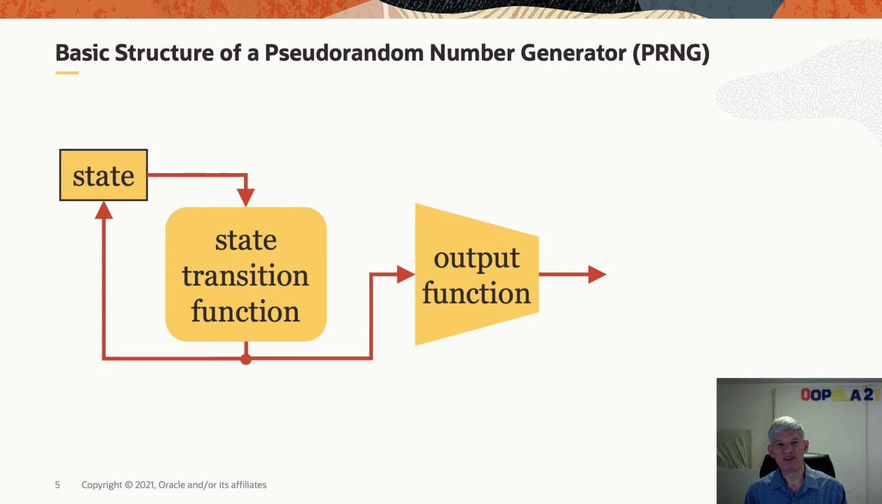Here is a model of the basic structure of a pseudorandom number generator. There is a state, which we can think of as residing in a register or a variable, and at every tick of the clock, the value of the state is run through a state transition function, and the new value is then stored back into the state. In addition, that new computed value is put through an additional output function, and the result of the output function is a stream of values, one at each tick of the clock.